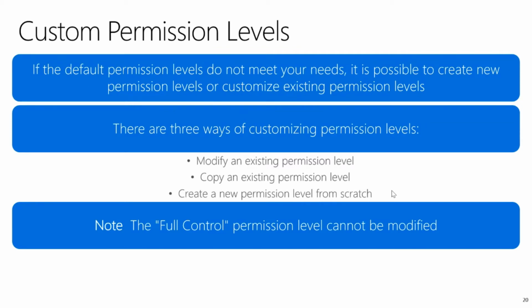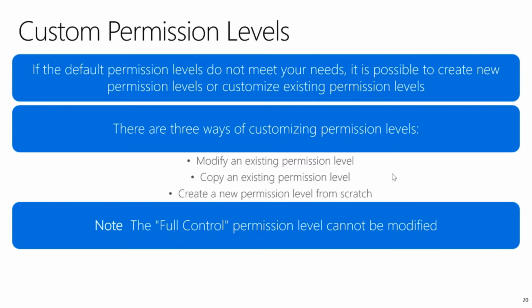One of the other easiest ways to create a custom permission level is to create a copy of an existing permission level, and then work with that copied permission level. And the third way that a custom permission level can be created is by modifying the existing default permission level. Now that's not a recommended approach, because we don't recommend touching any of the default permission levels.